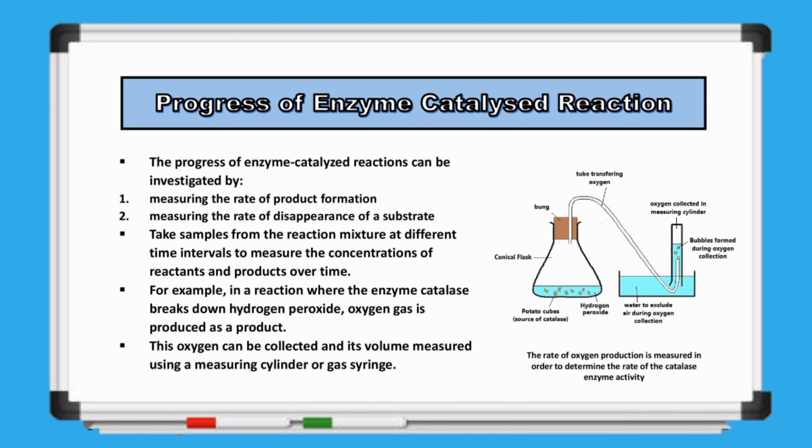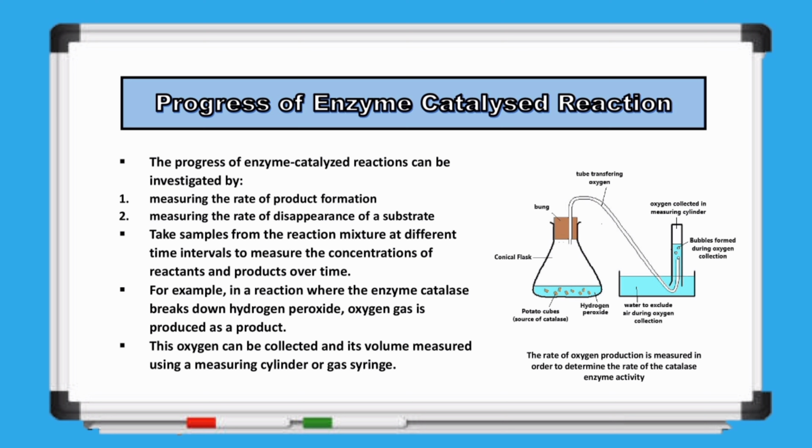Understanding how to track the progress of enzyme catalyzed reactions is a key concept that frequently appears in both practical work and exams. There are two main ways to monitor these reactions. One is by measuring how quickly the product forms, and the other is by measuring how quickly the substrate disappears. Both approaches help us understand the rate of the reaction as it moves forward.